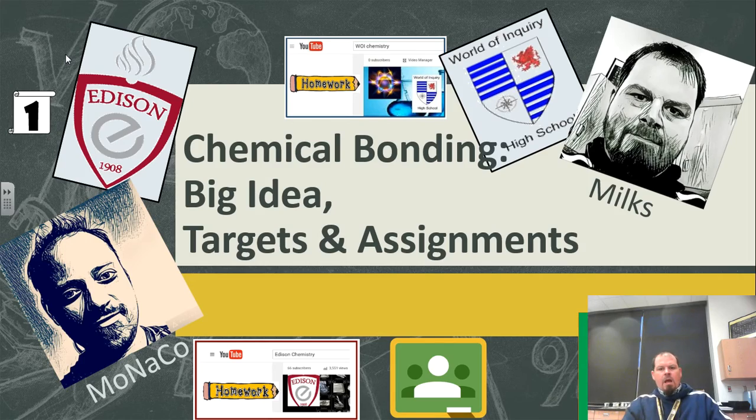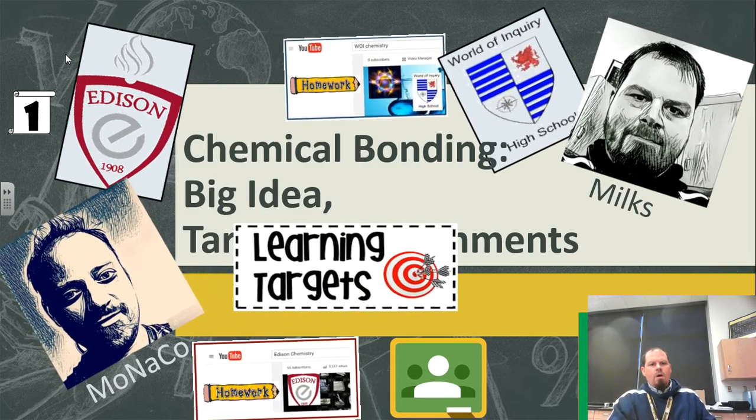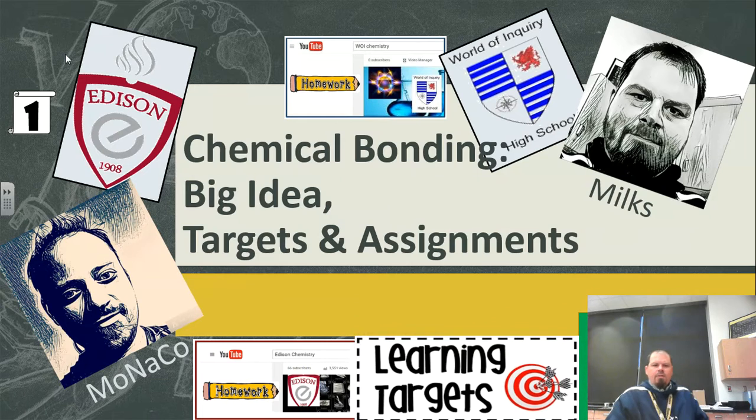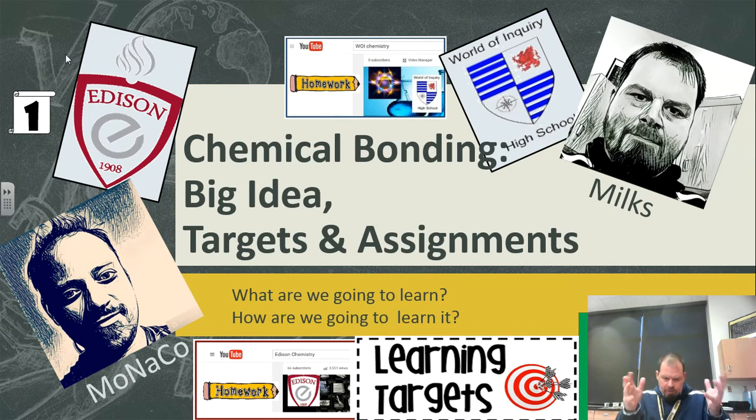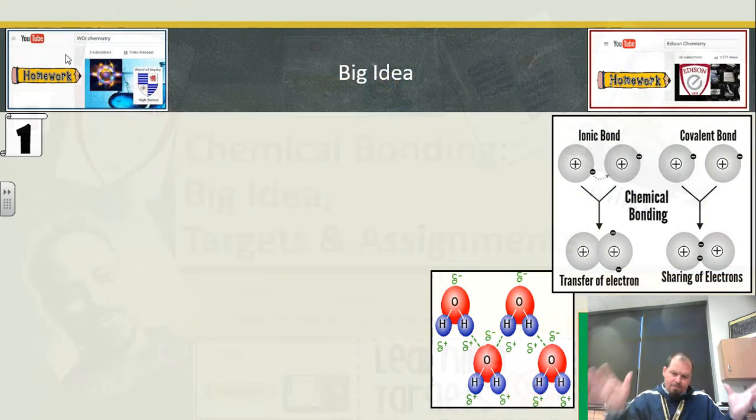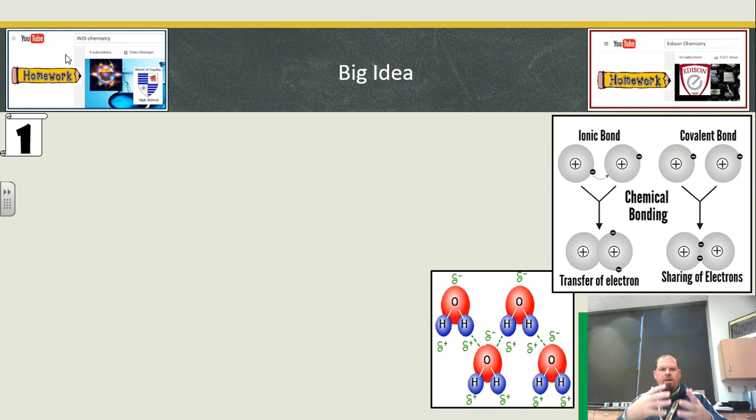Hey everybody. Video number one, chemical bonding. This is something like unit three, right? Basically what's going to happen is we learned a lot about atoms. We learned how to arrange them on a periodic table. And now we're going to start to put them together in the different ways we can put them together.